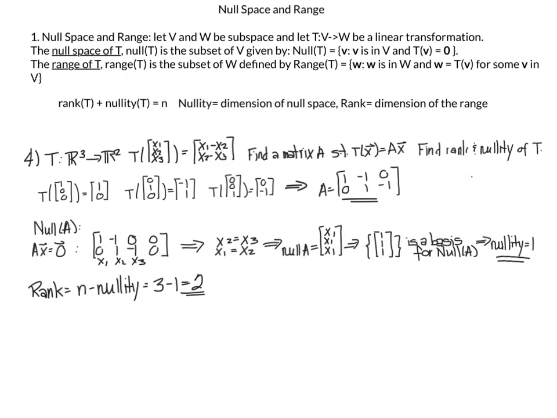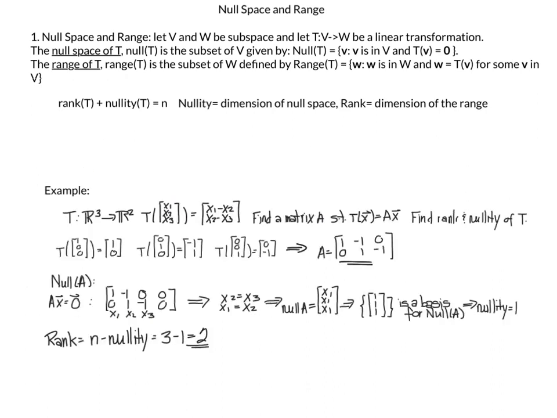And this is already in row echelon form, so I have my x1, x2, x3, and I get that x2 is equal to x3, and here I get that x1 is equal to x2. So my null space looks like x1 is equal to x2 is equal to x3. It looks like (x1, x1, x1). So (1, 1, 1) is a basis for the null space. And since it only takes one vector to make a basis, that means the nullity, or the dimension of the null space, is equal to 1, which must mean that the rank, since we started off with n equals 3, is equal to 2.